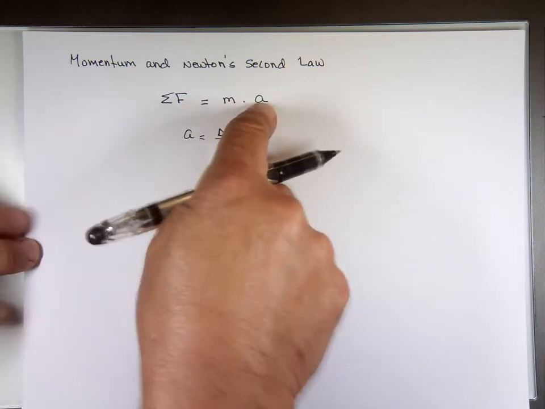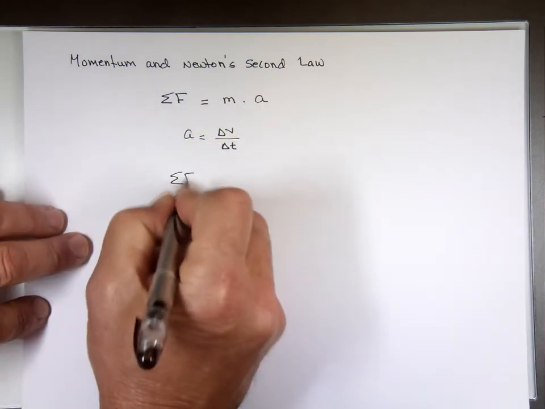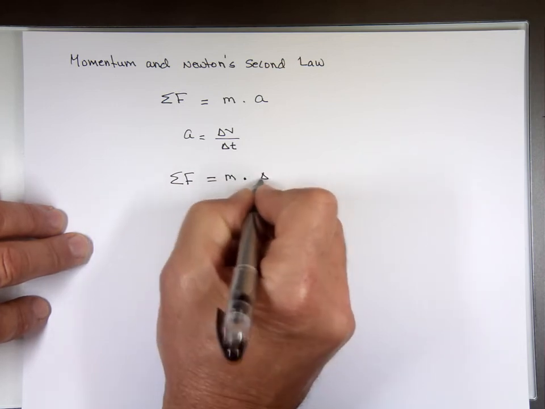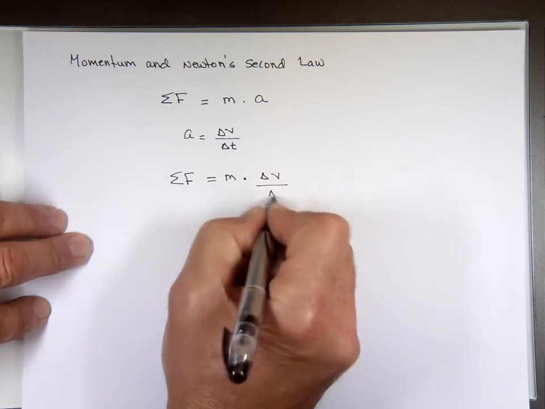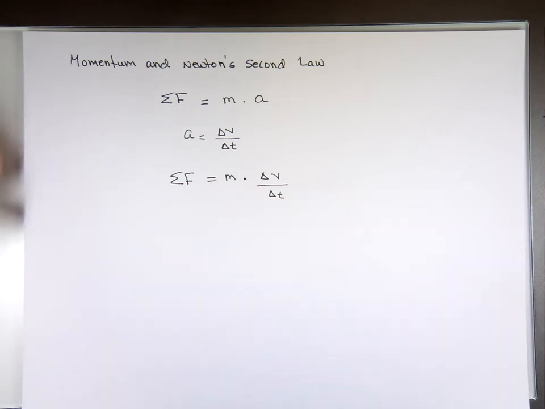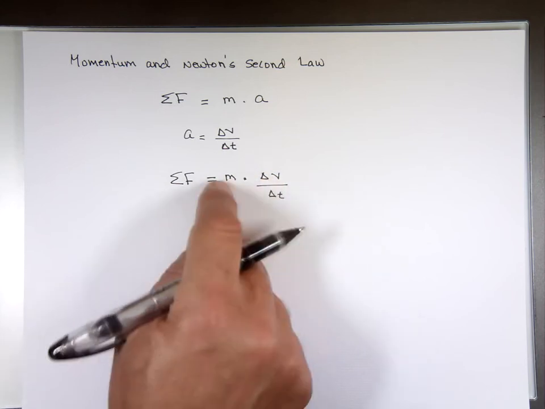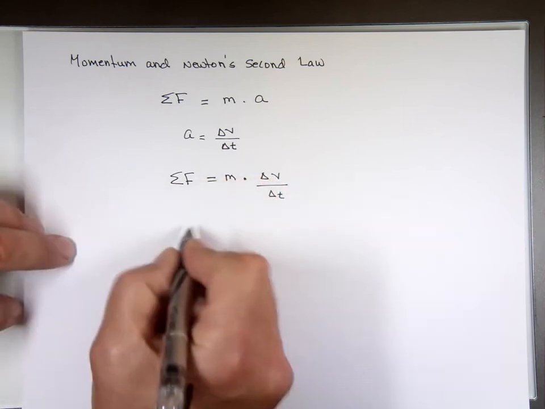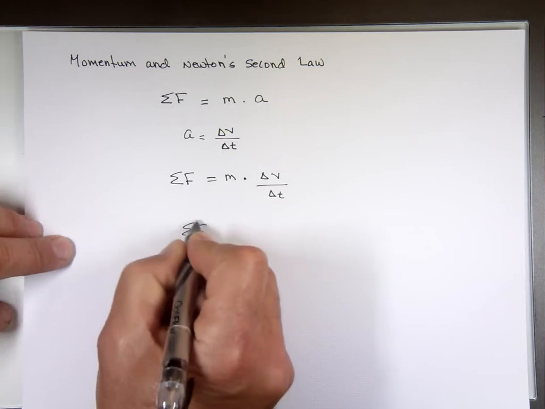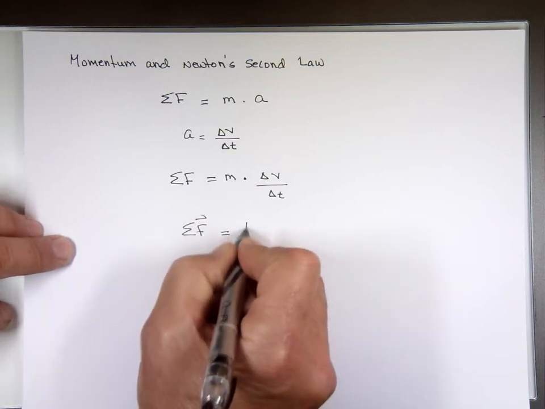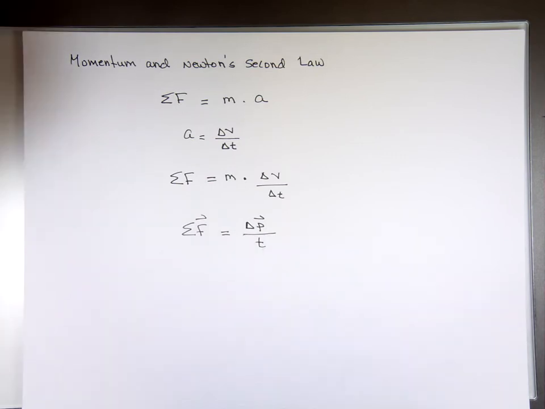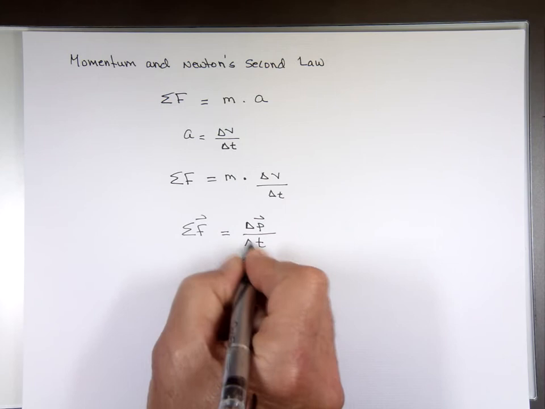So if I put that into this equation, the net force equals mass times change in velocity over change in time. And what's mass times velocity? Isn't that linear momentum? So now we can say the net force equals change in momentum divided by time, or change in time if you want to.